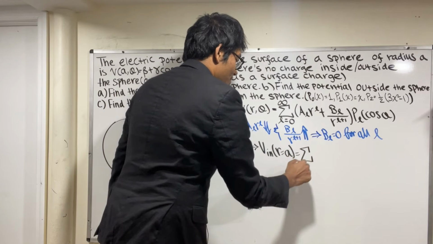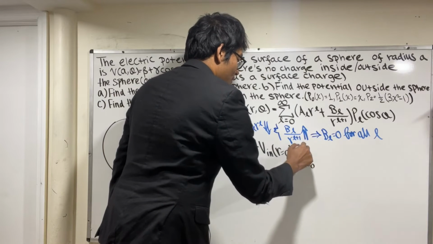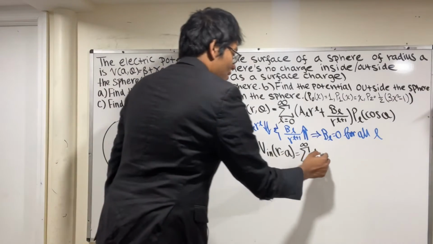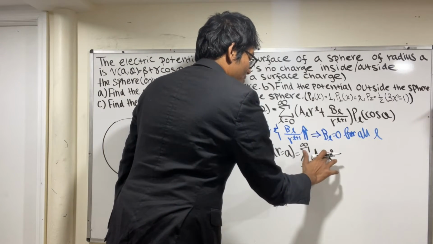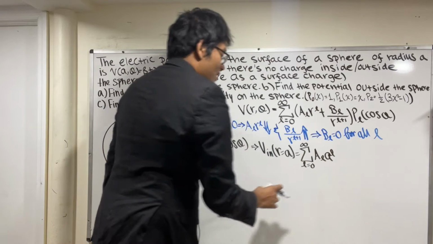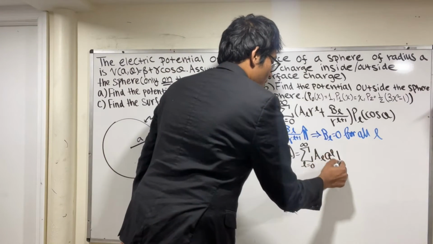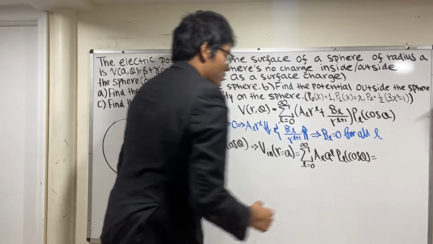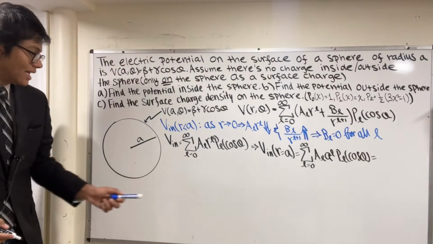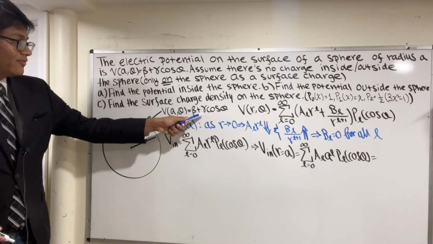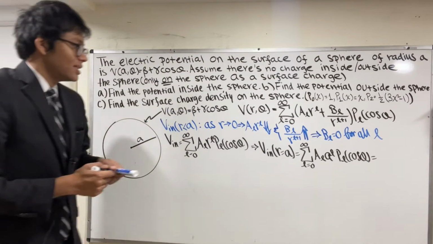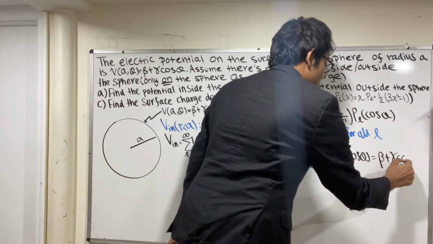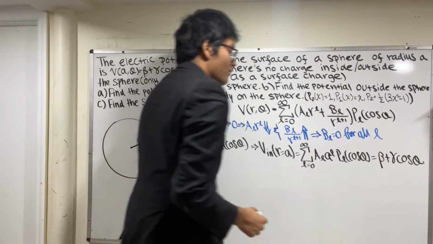So I'm going to have the summation from L equals 0 to infinity A sub L, but now instead of R to the L, I'm going to have A to the L, because I'm now at the surface of my spherical charge distribution, times P sub L cosine theta. And what does this have to equal? What is the electric potential at the surface? Well, I'm given that. It's beta plus gamma cosine theta, right?